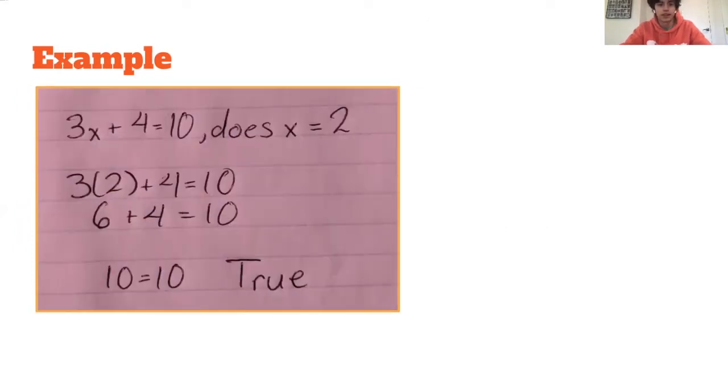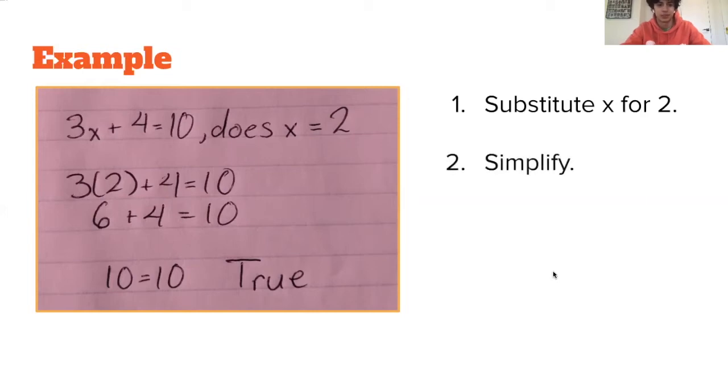Let's say you try again and get x equals 2 as an answer. If you plug that into the equation, we have 3 times 2 plus 4 equals 10, which can be simplified to 6 plus 4 equals 10. And finally, 10 equals 10. When we plugged in 2 for x, we got a true statement, so we know that x equals 2.